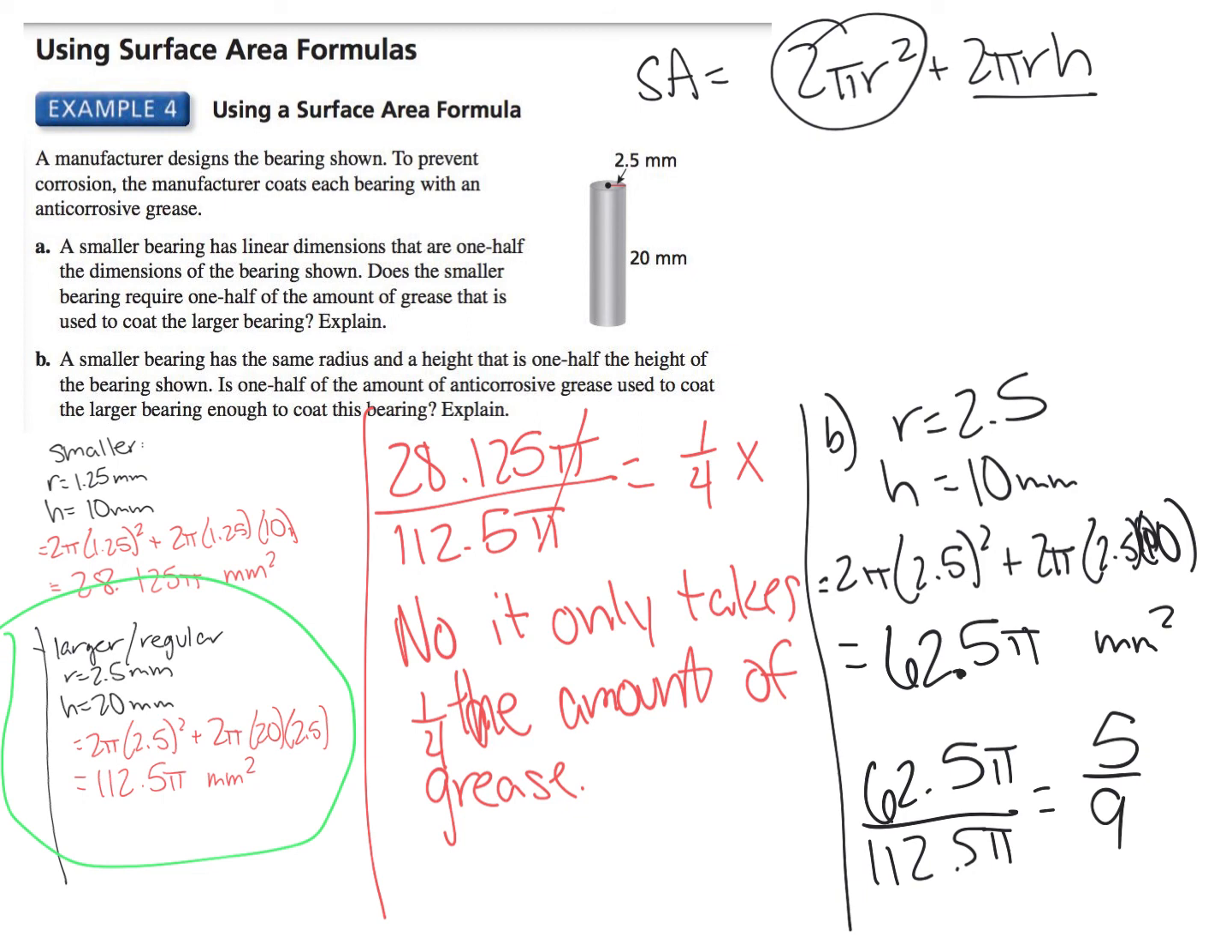So the surface area is 5/9 times the surface area of the larger one. It's a little bit bigger than 1/2, which means that half the amount of grease is not going to be enough to coat our smaller bearing. So we can say it's not enough grease because 5/9 is greater than 1/2, something like that. I'm sorry, I'm running out of room on this. Okay, that's what we're looking at for this piece.